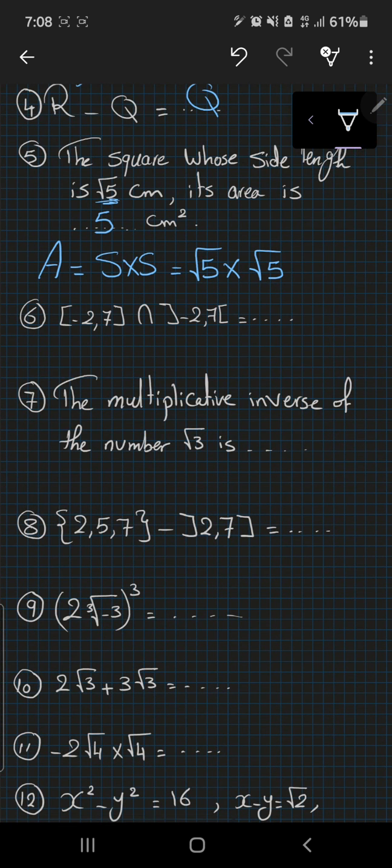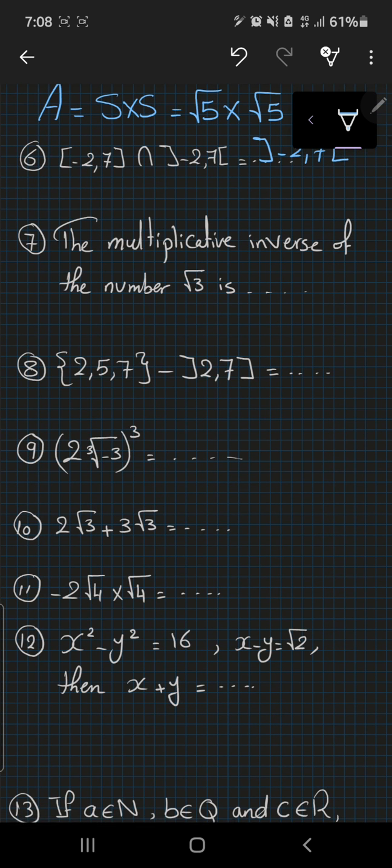The closed interval [-2, 7] intersection the open interval ]-2, 7[. Intersection, we said before, is the common elements between the first interval and the second interval. Here -2 and 7 belong to the first interval, and the open interval ]-2, 7[ doesn't contain them. So the intersection between them will be ]-2, 7[ open.